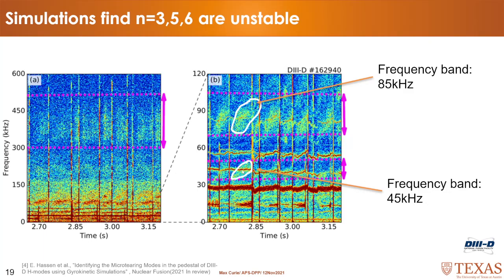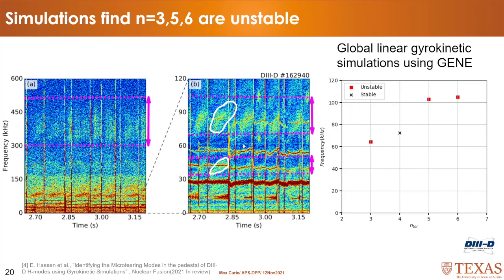It has 3 frequency bands. At a lower frequency, we have 2 bands marked with a red circle, one at 45 kilohertz, another at 85 kilohertz. And the broadband at a higher frequency ranging from 300 kilohertz to 500 kilohertz. Remind ourselves we're studying slab-like microtearing mode, therefore we're constraining ourselves within relatively low frequency, say less than 200 kilohertz.